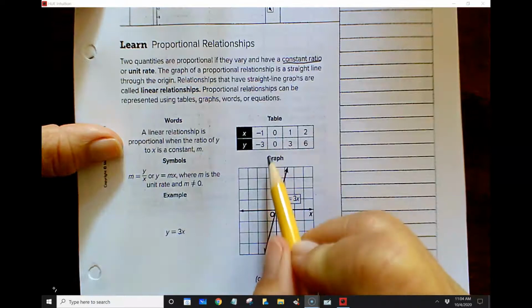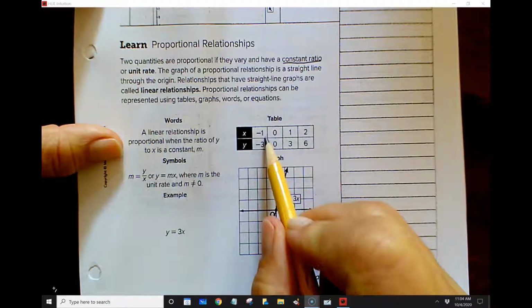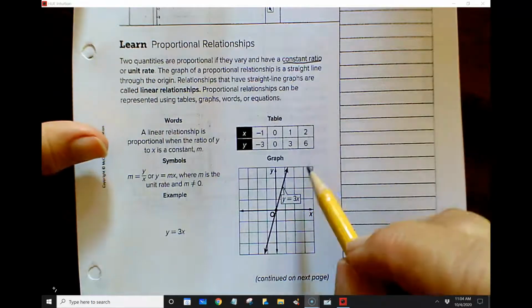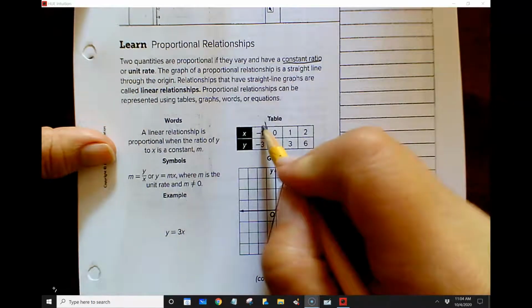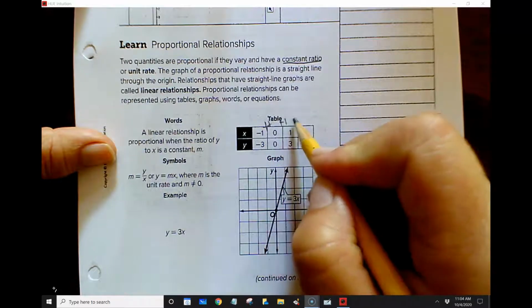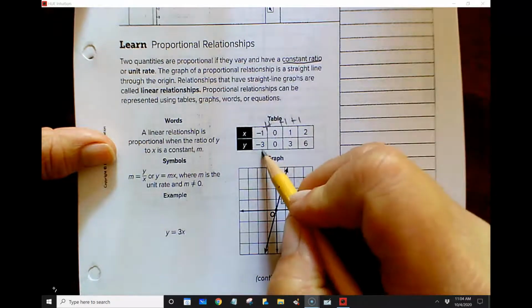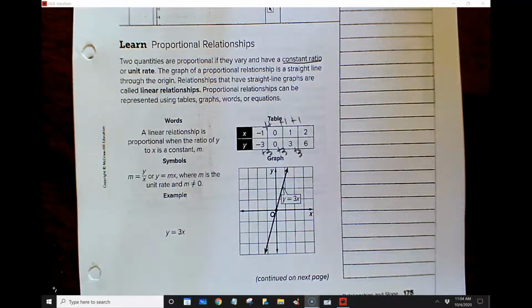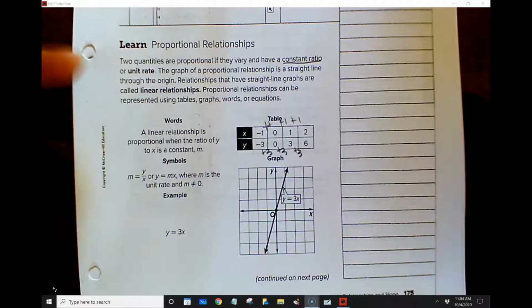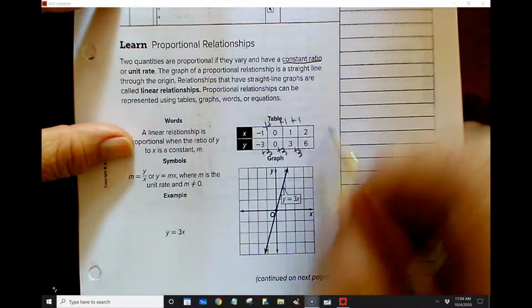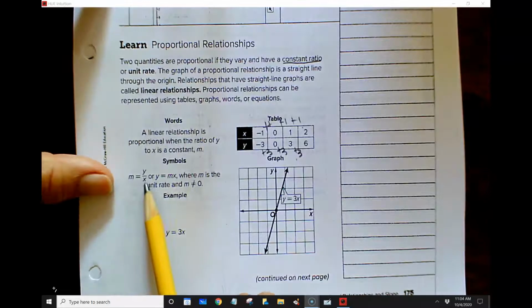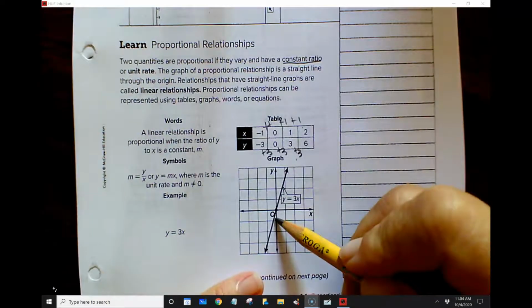And here I will definitely see that I have a definite pattern. This is plus 1, plus 1, plus 1. Here I have plus 3, plus 3, plus 3. So that's a real constant rate. Because I'm going 3 up here, I'm going 1 up here. I could write it as a symbol, y over x, and then I could actually just graph it.